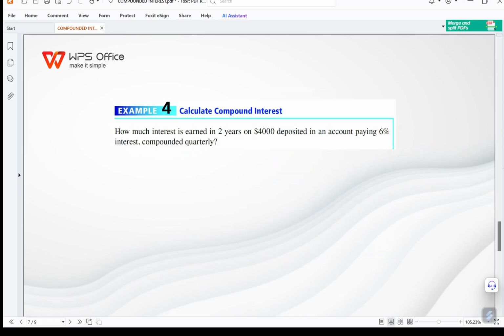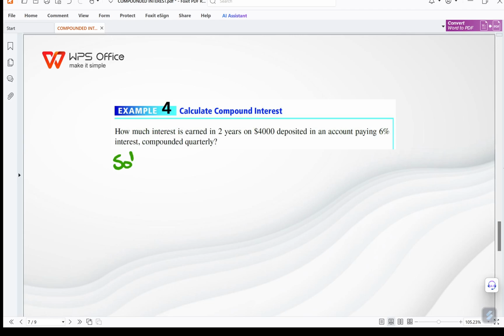Next, we go to how much interest is earned in 2 years on $4,000 deposited in an account paying 6% interest compounded quarterly. Quarterly means our N here is equal to 4.